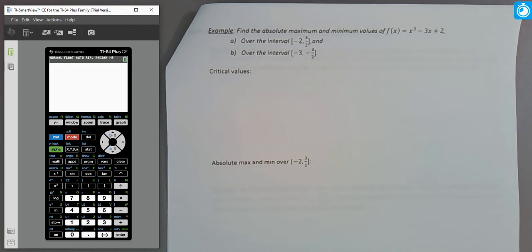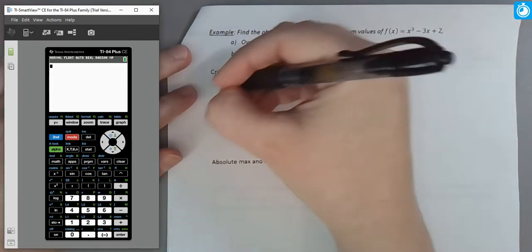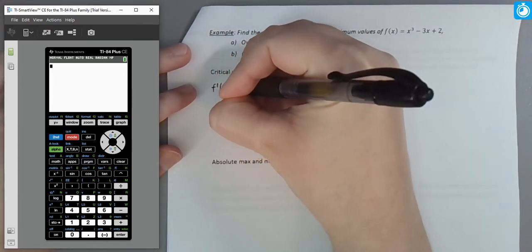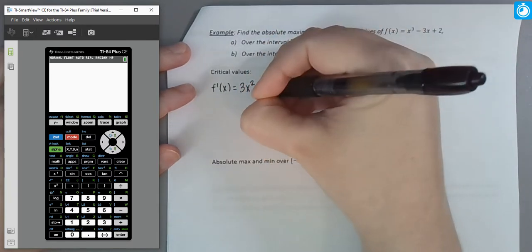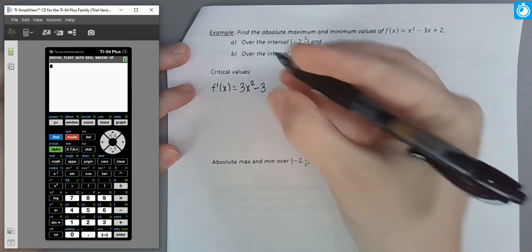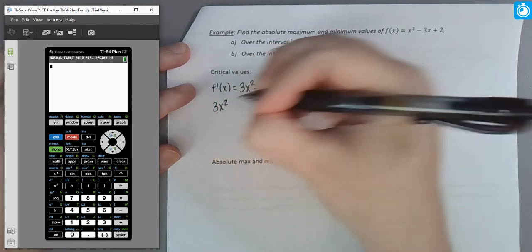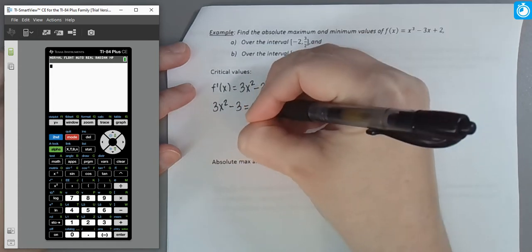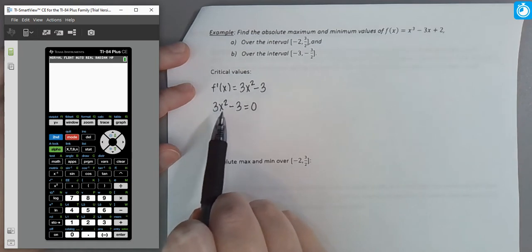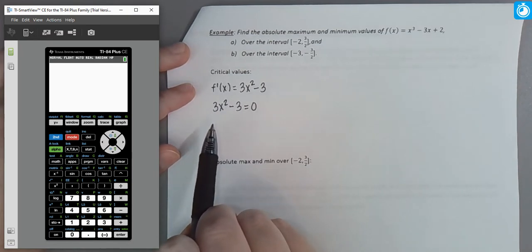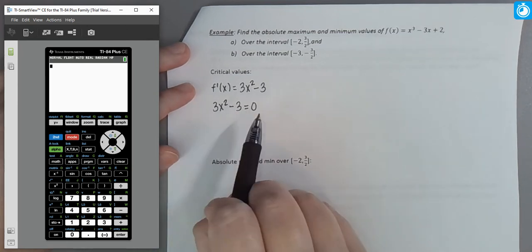Since we're looking at the same function for both of these intervals, the critical values are going to be the same, and of course the critical values come from our first derivative. So start by taking the first derivative. So f prime of x is going to be 3x squared minus 3. We know our critical values occur where our first derivative is equal to 0. Now, either we can factor here, or notice because we only have one instance of x, we can also isolate that by moving things to the right-hand side of the equation. So that's probably going to be a better option here.